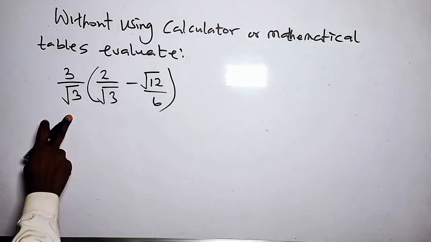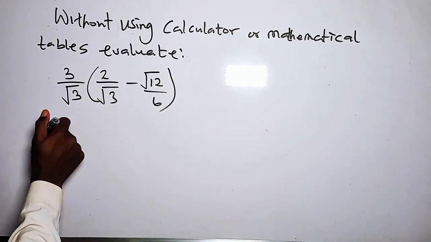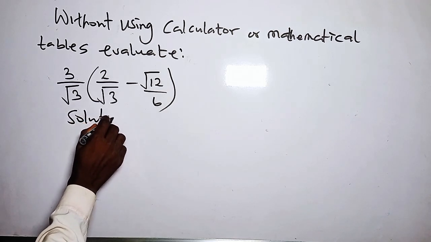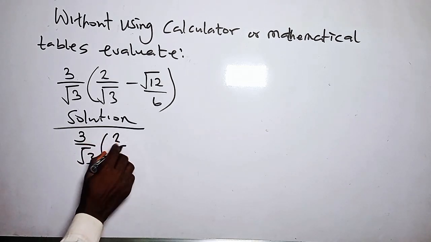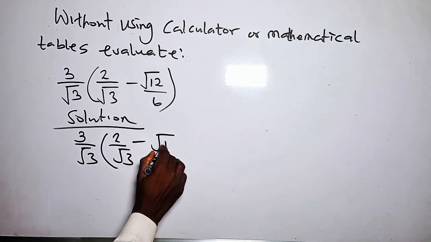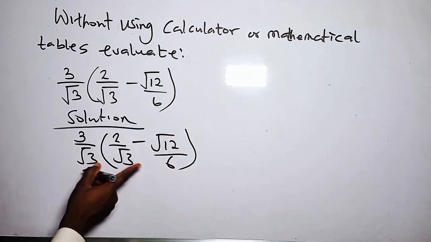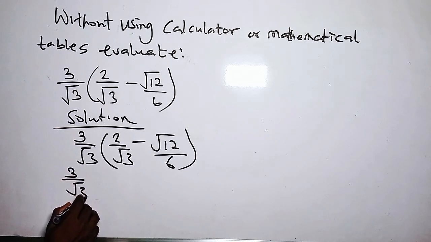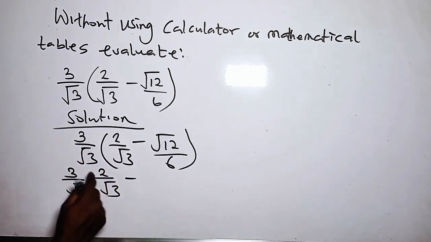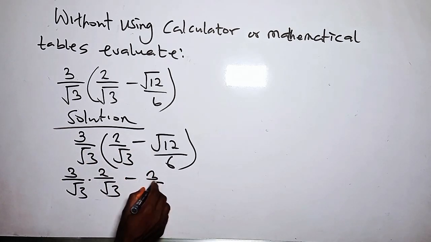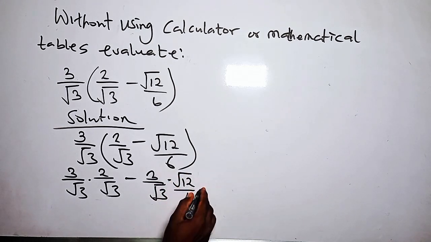Another method we can use to evaluate this is by distributing what we have here with this. So we have this as solution. For 3 root 3 times 2 over root 3 minus root 12 over 6, using this to distribute, we have 3 over root 3 times 2 over root 3, minus, and this we multiply as well, 3 over root 3 times root 12 over 6.